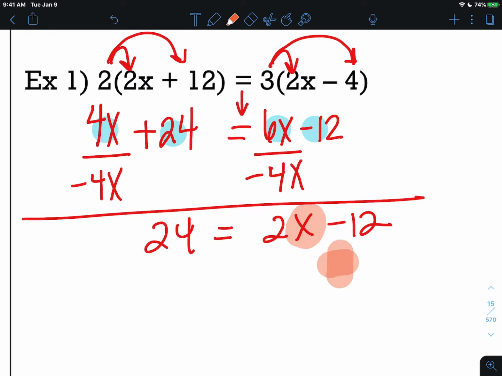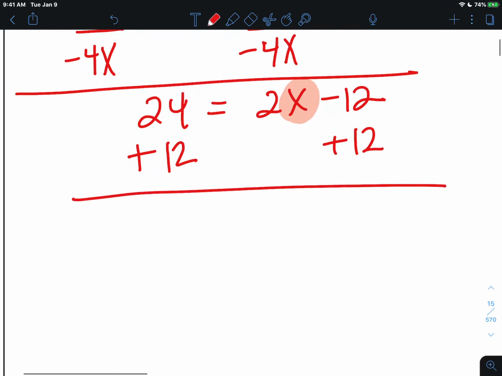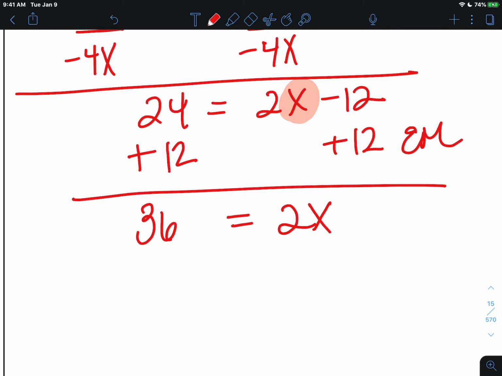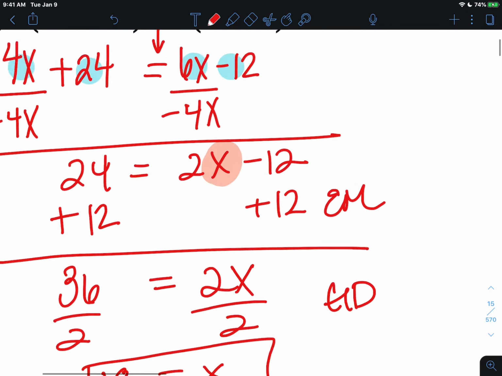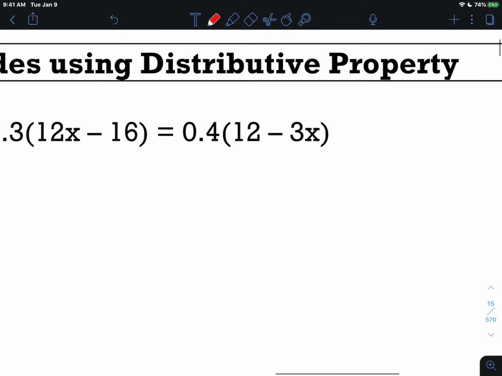So first, I'm going to go ahead and move my 12, and I end up with 36 equals 2x. That was my exciting move. Now I'm going to go ahead and do my great divide. Divide by whoever is attached to x. And I find out that my x has a solution of 18. Okay, so let's go ahead and go on to the next example.